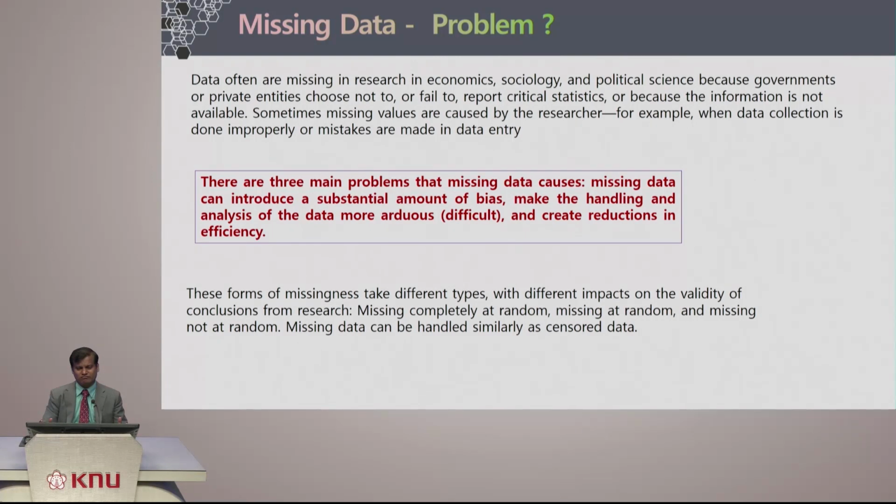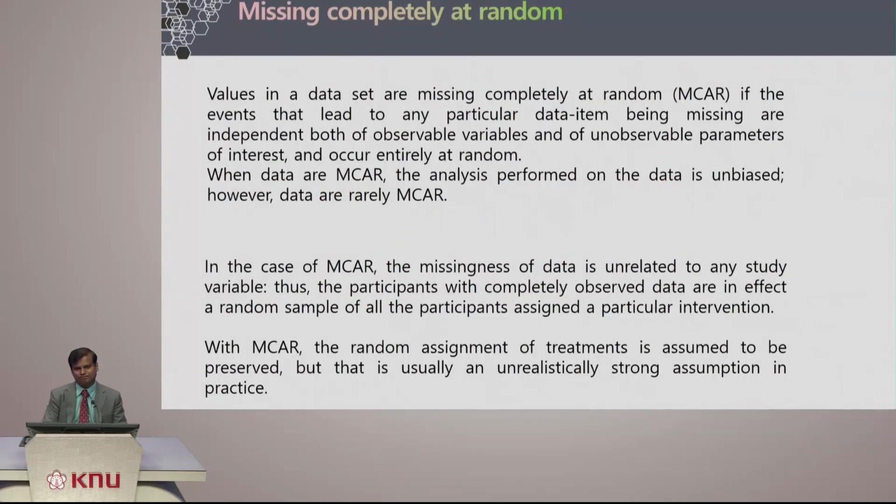Sometimes some data are missing completely at random, some data are missing at random, and some are missing not at random. So we will see what is what. Missing data can be handled based on various information. Let's look at one at a time. Missing completely at random, in other words, we can abbreviate this one, MCAR.